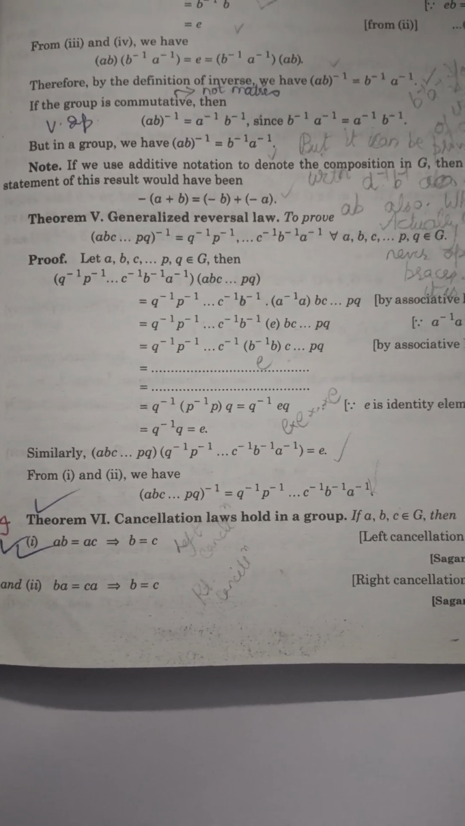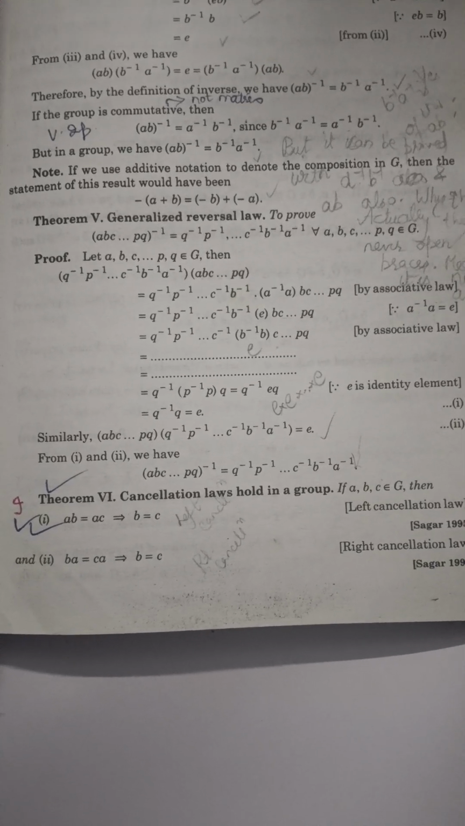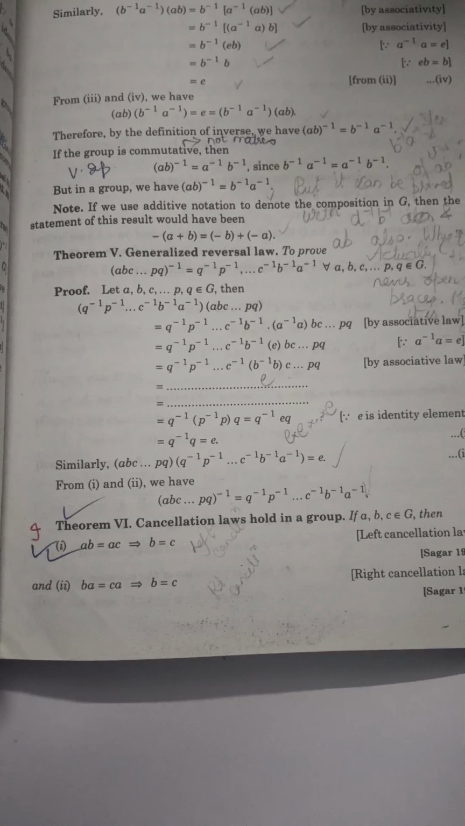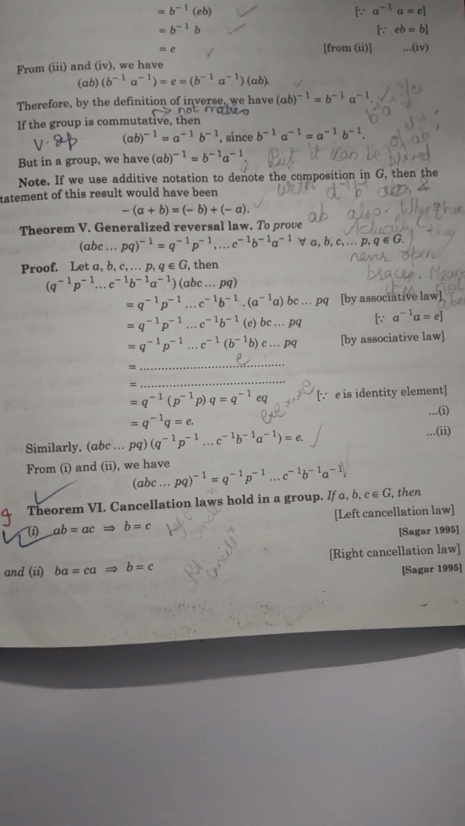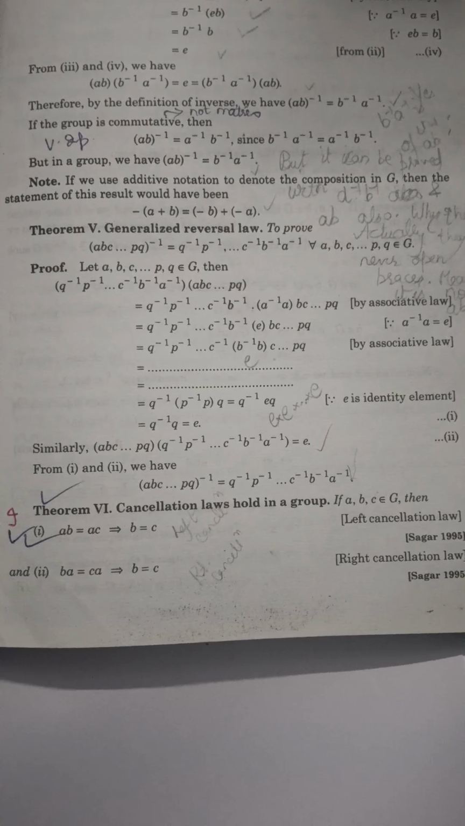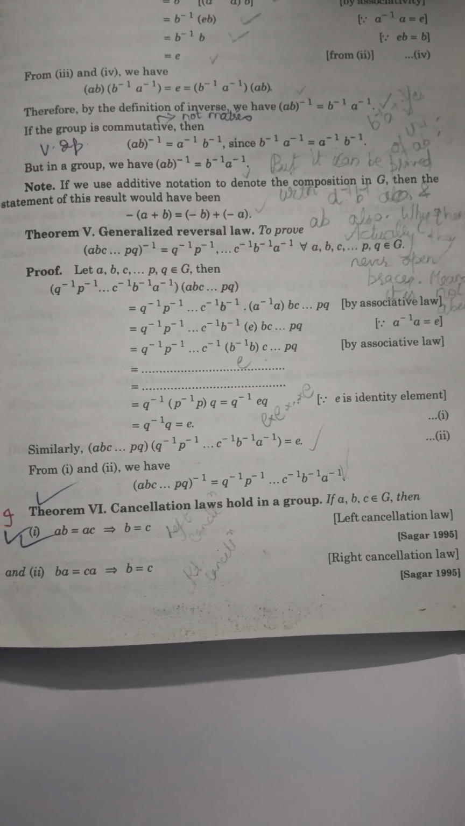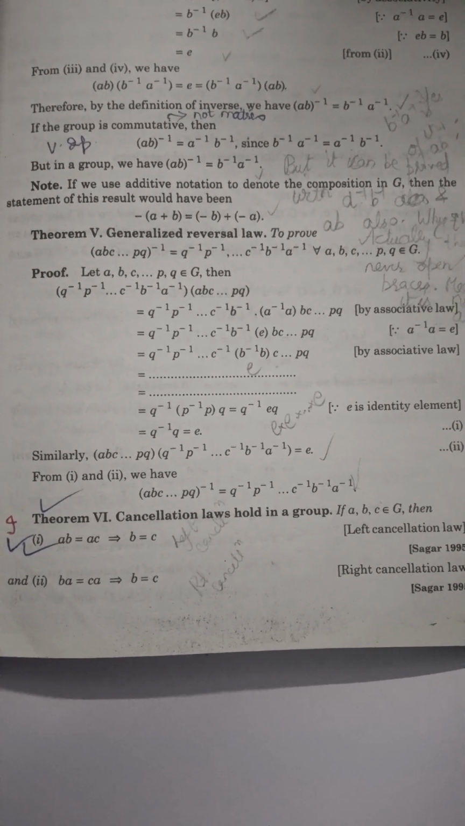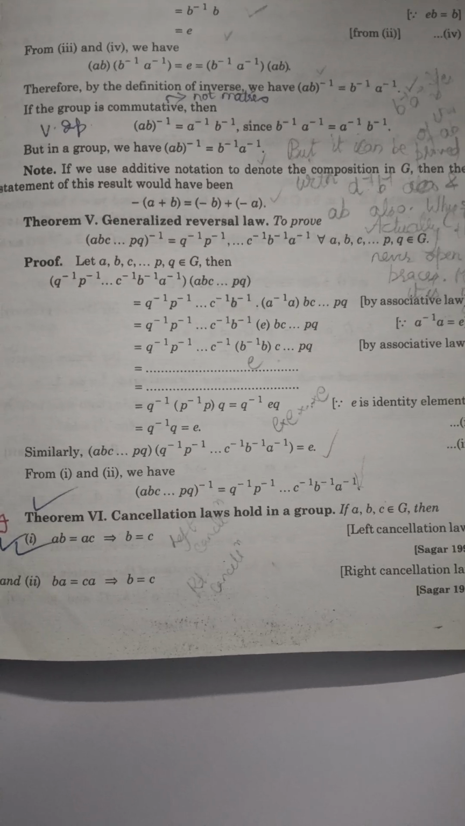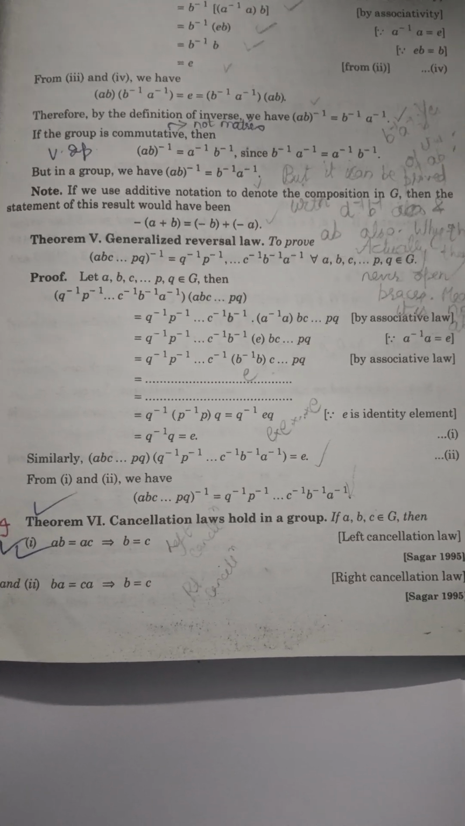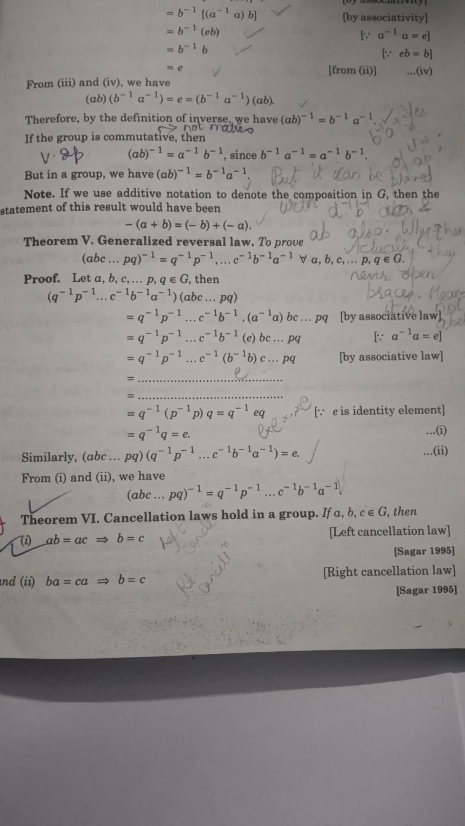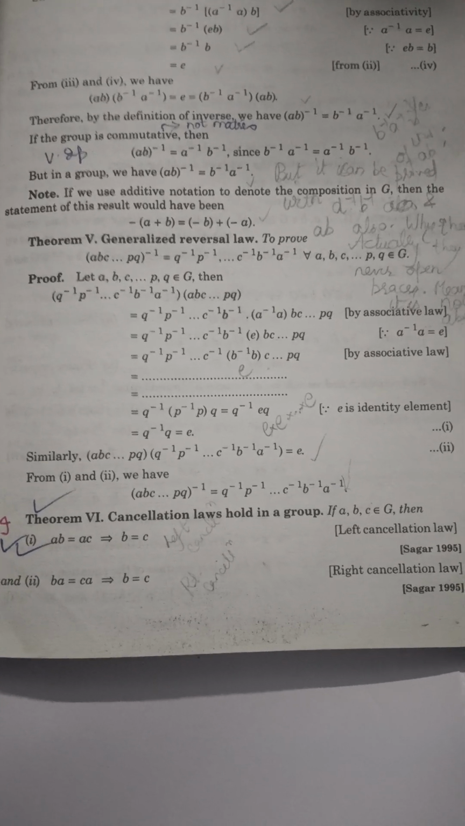Cancellation law. This is a very basic law in fact, but you must read them. AB is equal to AC, this implies B is equal to C, and BA is equal to CA, this implies B is equal to C. We can cancel from the left in the first one and in the second one from the right. So this is known, appropriately, as left cancellation law and right cancellation law.